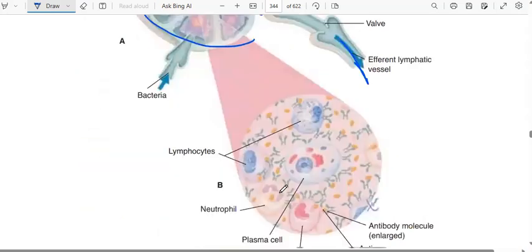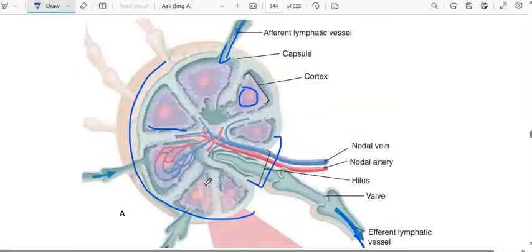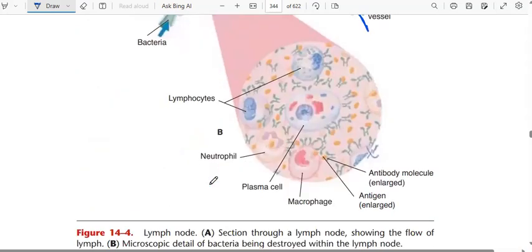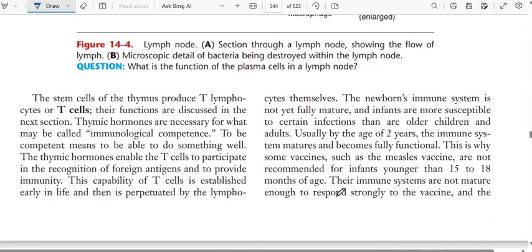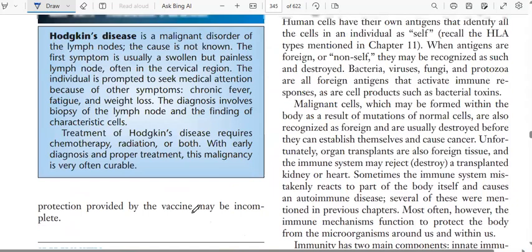So we call it the hilus. If you see one part of the cortex, you can see lymphocytes. These are the lymphocytes. Okay, neutrophil, plasma cell, macrophages, and antibody molecule, antigen. Okay, everything is defined. The stem cell of the thymus produces T lymphocytes. Okay, the main cell of the thymus produces T lymphocytes or T cells. Their functions are discussed in the next section. We will discuss T lymphocytes.